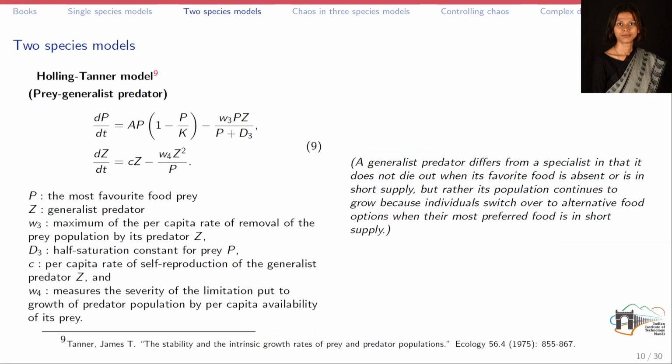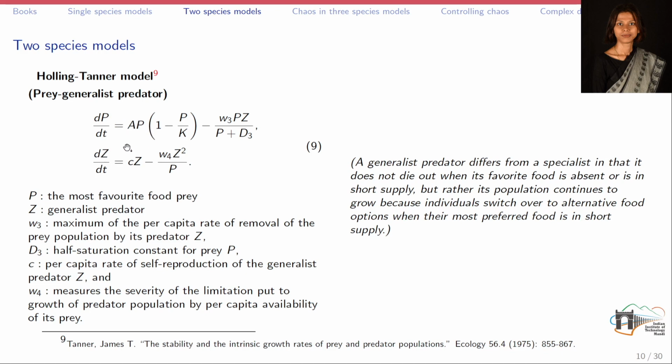Then after the Rosenzweig-MacArthur model, in 1975, another model was proposed by Holling and Tanner, known as the Holling-Tanner model, and mathematically it takes the form shown here in equation number 9. It differs from the Rosenzweig-MacArthur model in that the predator is of generalist type, which means the predator, in the absence of its favorite food or favorite prey, can switch to its alternative option, and it will not die out in the absence of its favorite food.